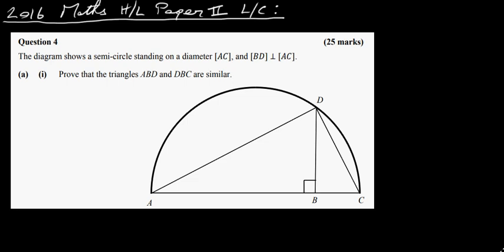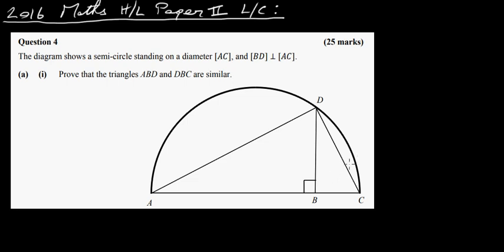Okay, so in this video I'm going to have a look at the 2016 Maths Higher Level Paper 2, and I'm going to have a look at questions 4 and 5. So this is the first one here. We have a diagram and it shows a semicircle standing on a diameter AC. So this is our diameter along here, AC, and we have BD, this line here, which is perpendicular to AC. We've got to prove that triangles ABD, that's this triangle here, and this triangle here, BDC, are similar.